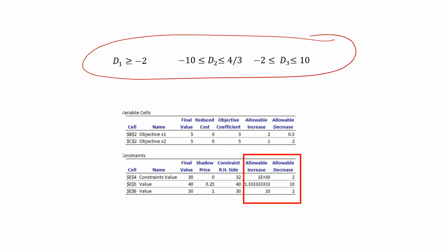So for my first constraint, my increase is infinite. My decrease is 2, which means my difference can be no more than -2. Can't be any smaller than -2. If I drop it any more than 2, I'm changing my problem. So again, the Excel output gives us those ranges. And you can see how the tableau gives us the exact same numbers.